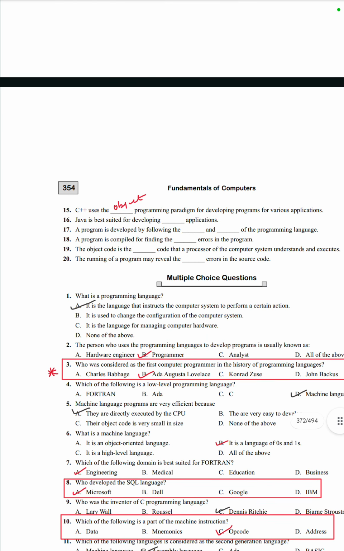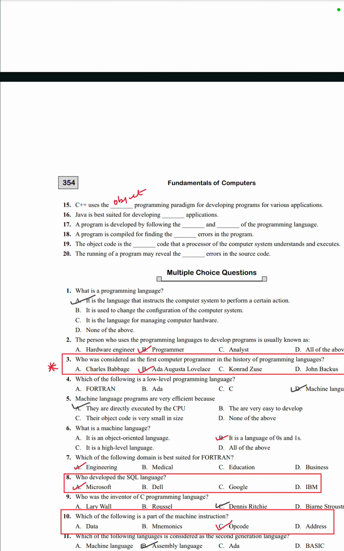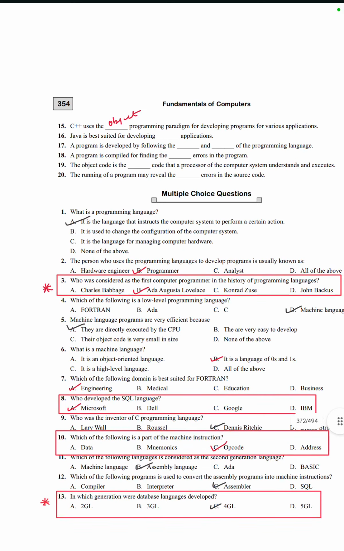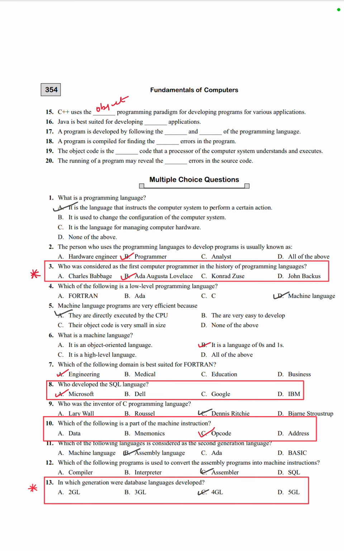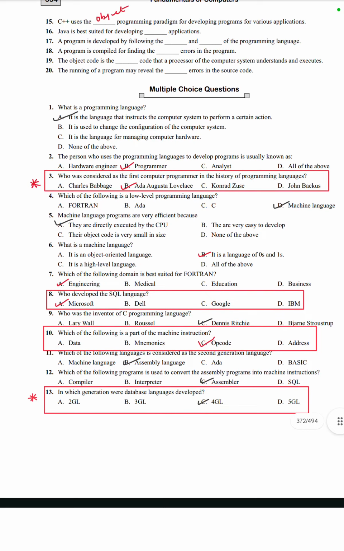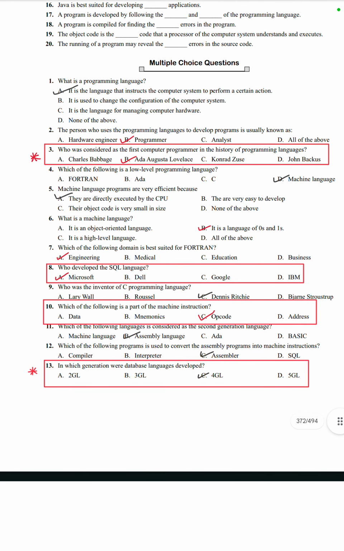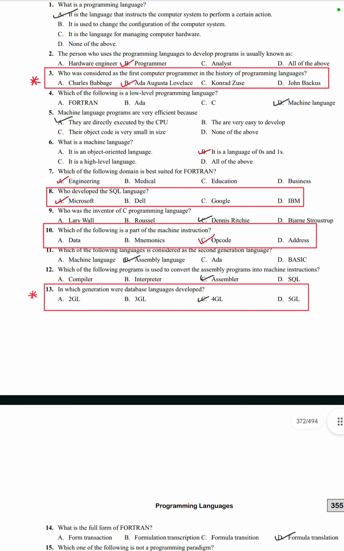What is a programming language? It is a language that instructs the computer system to perform a certain action. A person who uses programming languages to develop programs is usually known as a programmer. Who was considered the first computer programmer in the history of programming languages? Ada Augusta Lovelace. Which of the following is a low-level programming language? Machine language. Machine language programs are very efficient because they are directly executed by the CPU. What is machine language?